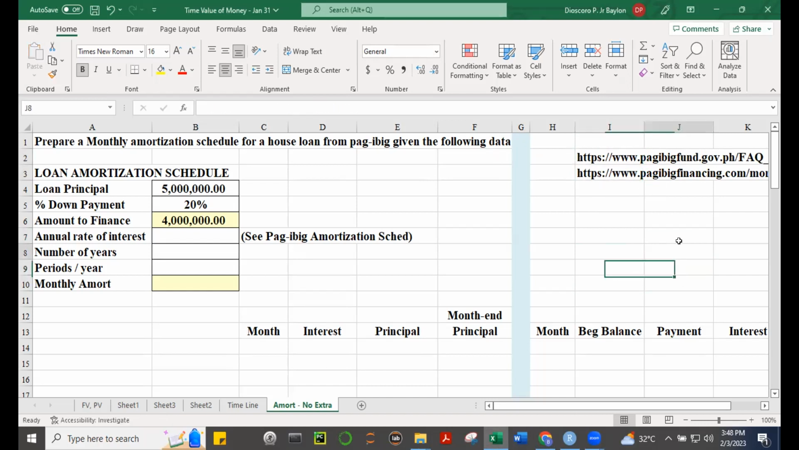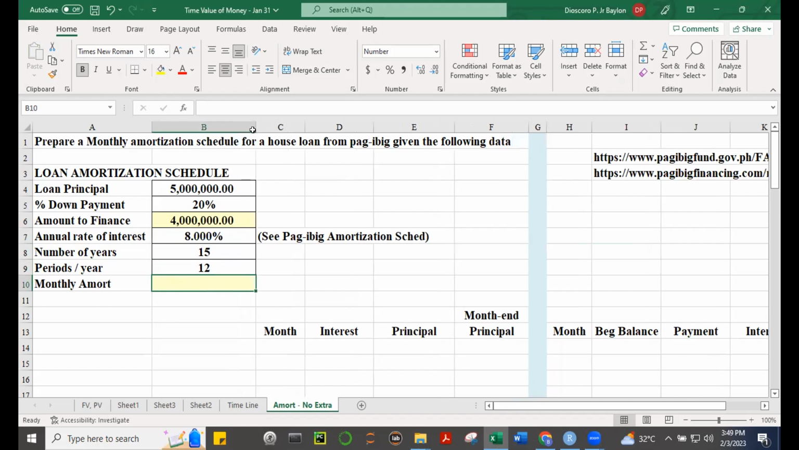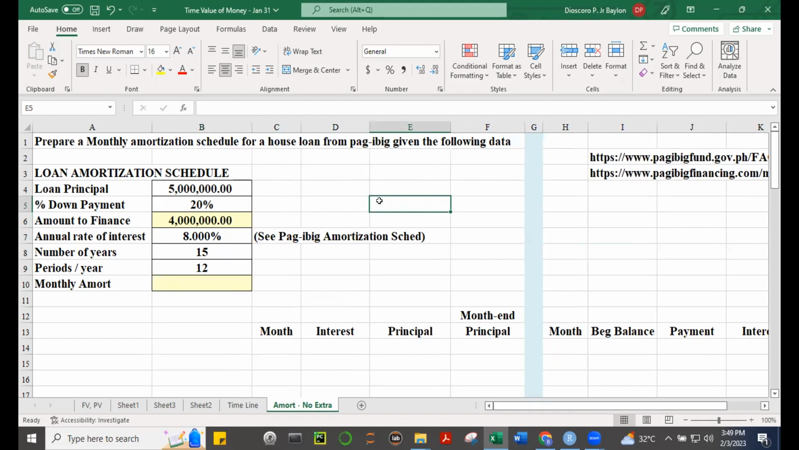So we know that the interest rate for 15 years is 8%. Periods per year, since it's a monthly amortization, is 12. And the monthly amortization should be, I'll give you 1 minute to compute it and kindly write it in the chat box. You should be getting 38226.08.